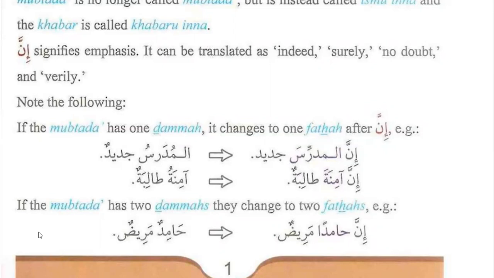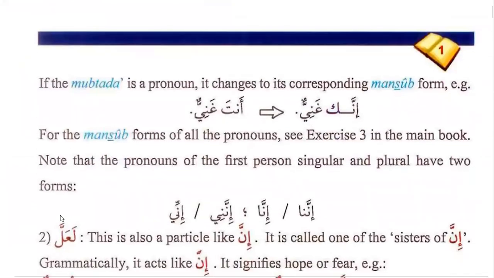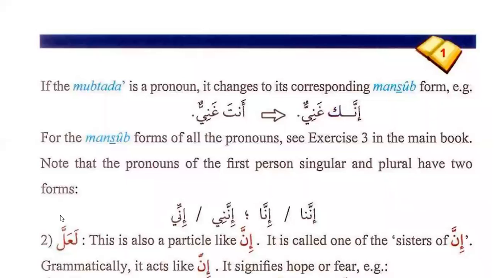The second point: if the mubtada has two dhammas, they change to two fathas. Example, hamidun maridun, then it becomes inna hamidan maridun. Then if the mubtada is a pronoun, it changes to its corresponding mansub form. Example, anta ganiyun, then innaka ganiyun.